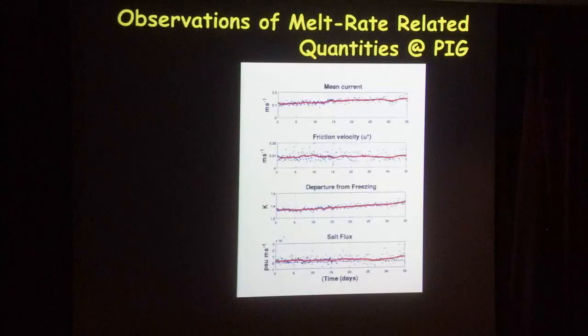Anyway, fast forward 7 years, and you can measure some of these parameters in this 3-equation model. You can measure the currents underneath, the friction velocity, which is kind of the stress, the departure from freezing, and look at that number, that's 1.4 Kelvin. So finally we have observations beneath an ice shelf to validate this 3-equation model in a warm water regime. So that's not 0.1 Kelvin, that's 1.4 Kelvin. And finally you have the salt flux.